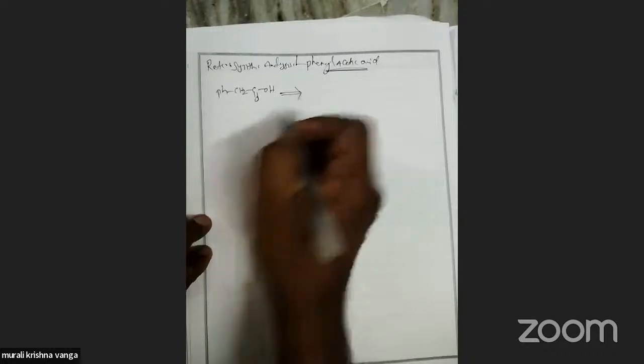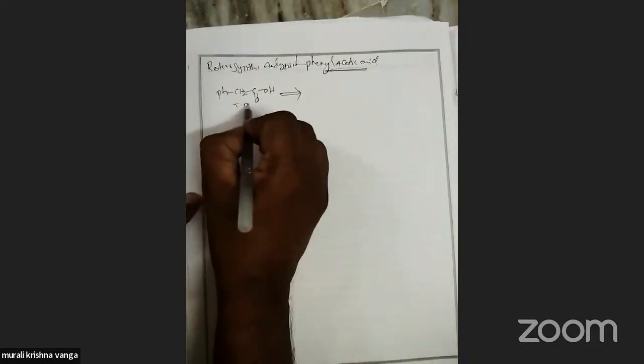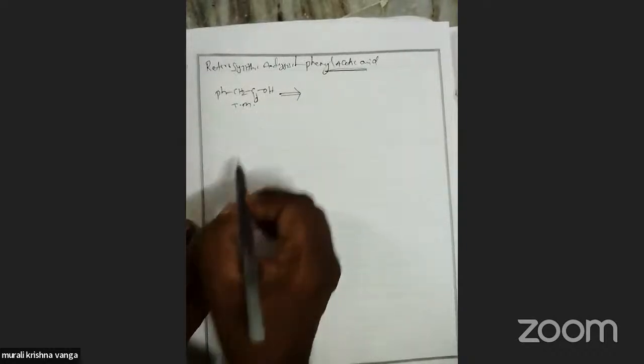Retrosynthetic analysis is a problem solving technique which converts the target molecule into readily available, cheaper starting material. So when I take the synthesis of phenyl acetic acid and it undergoes retrosynthetic analysis, the molecule taken as the target molecule undergoes disconnection.